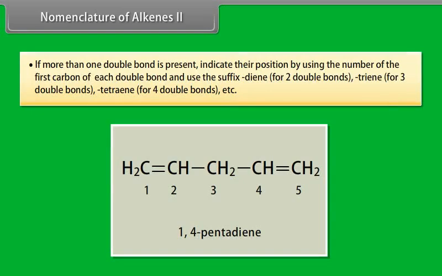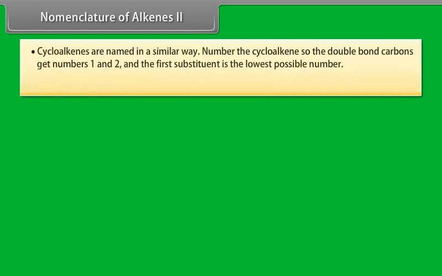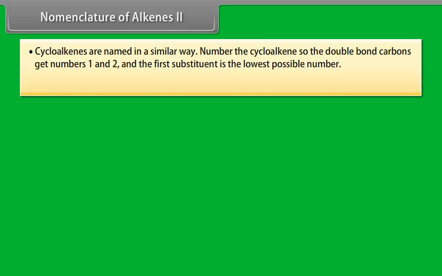Step 8. If more than one double bond is present, indicate their position by using the number of the first carbon of each double bond and use the suffix diene for 2 double bonds, triene for 3 double bonds, tetraene for 4 double bonds, etc. For example, 1,4-pentadiene. Step 9. Cycloalkenes are named in a similar way.